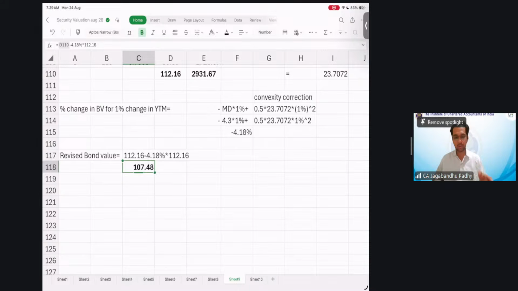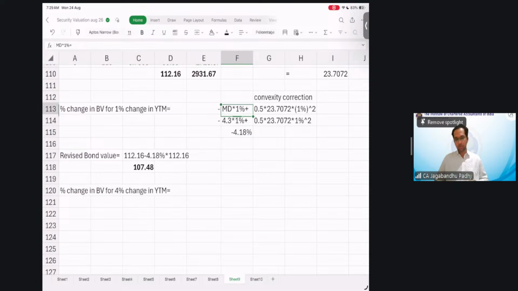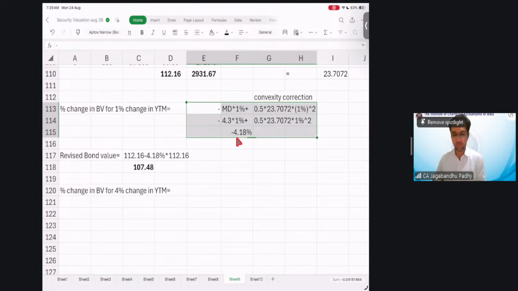Let's try to test it for a greater change. Let us say the percentage change in bond value for a 4% change in YTM. For a 4% change in YTM, can you do the same calculations, guys? First, get this percentage change in YTM and then get the revised bond value. If there is a 4% change in YTM, what's going to be the impact on the percentage change in bond value?